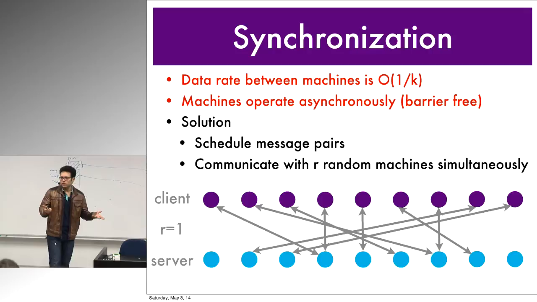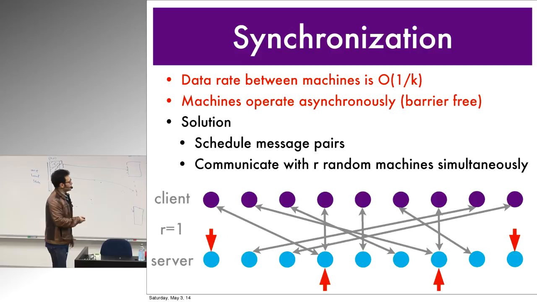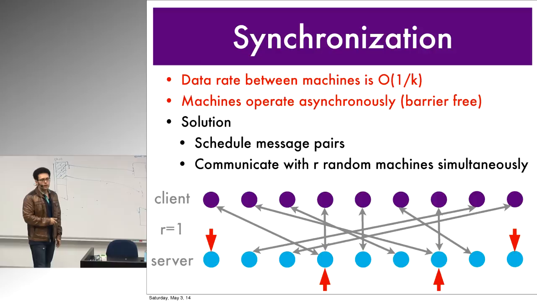Exactly. So there are two things. One thing is that some servers are not used because it's sampling with replacement, so there is a non-zero probability that you get some servers that don't get any connection. And some servers are a bottleneck because there is some hotspot, like some servers will have communication with many clients. Okay? So I want to make sure that this doesn't happen.